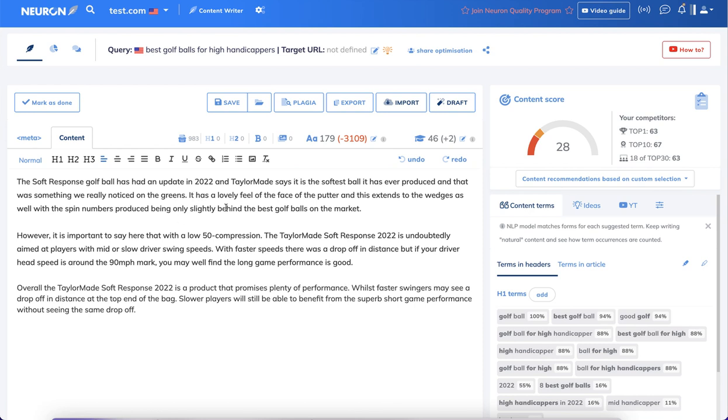So I assume that's all. And as you can see, we were at 36, now we are at 46, which is already higher. The readability score is higher than the competitors'.